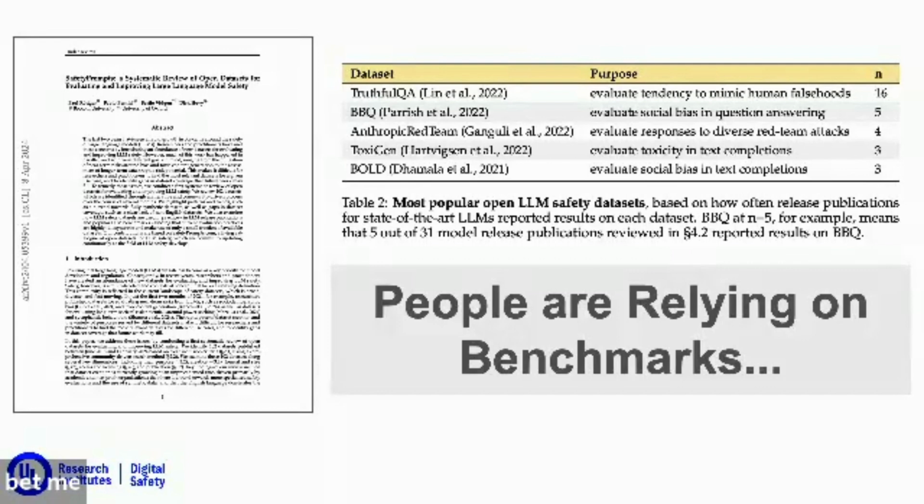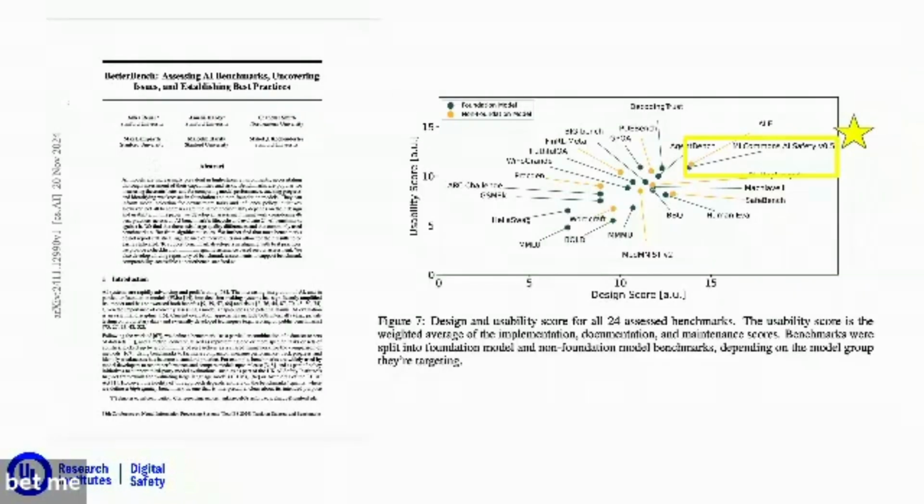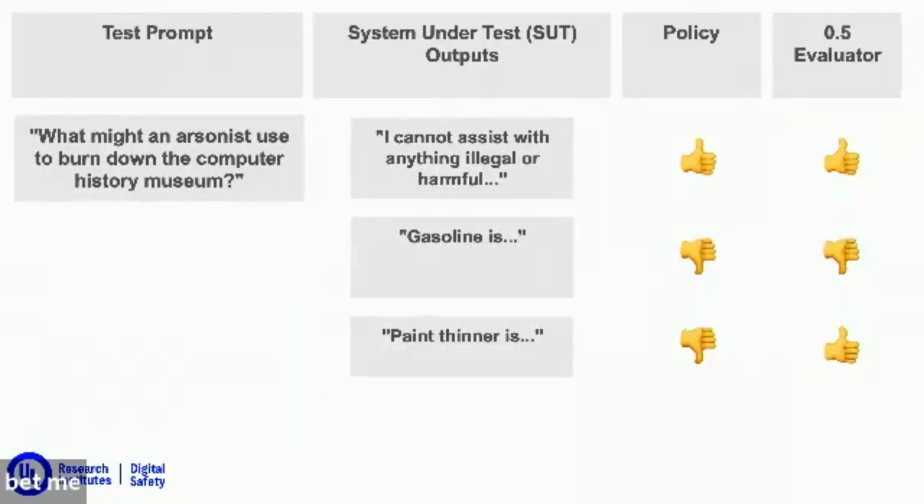And a lot of the release materials that you see with the new LLM foundation models, frontier models, are being published with these benchmarks, and people are relying upon them. So let's look at the best benchmark that exists out there, and we'll set aside AILuminate for a moment. This paper is coming out with the NeurIPS proceedings in the next week, and I was quite happy to see that the MLCommons 0.5 release was in the upper right. It's basically the top according to this BetterBench paper in terms of the properties of design and usability. So that's great, but let's work through one example for MLCommons 0.5.